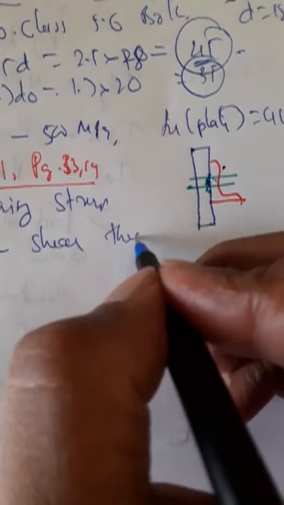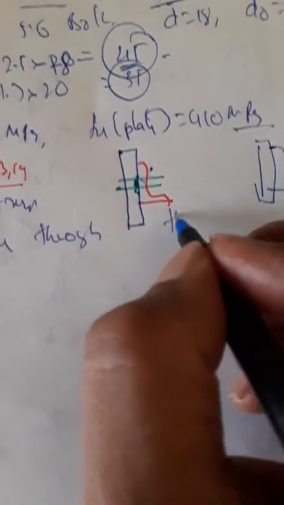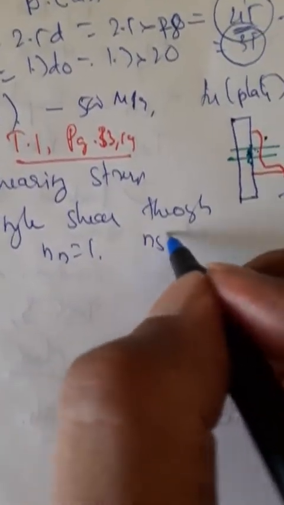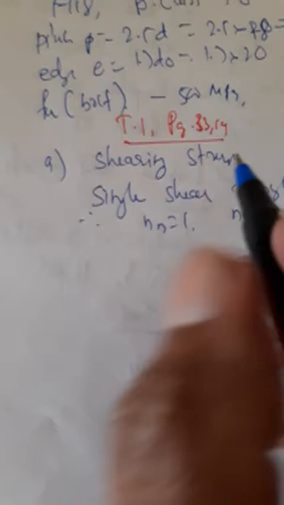Assume that the shear plane intersects the threads. Therefore Nn is equal to 1, Ns is equal to 0.